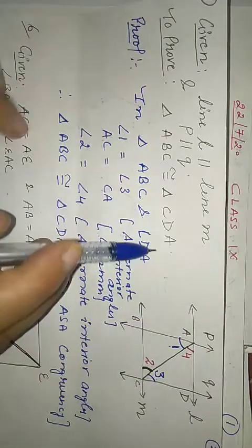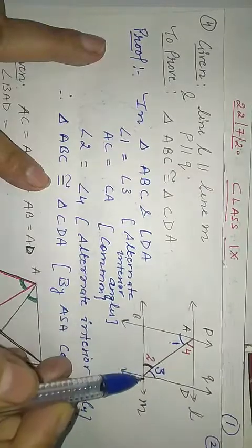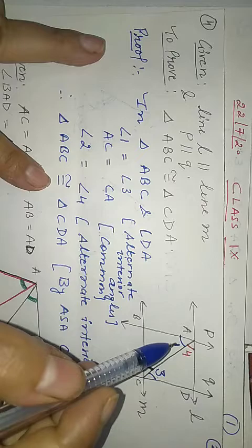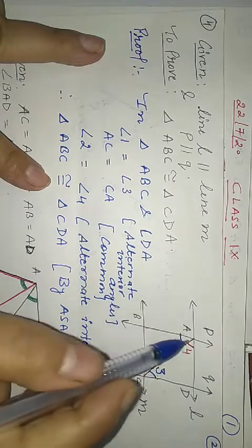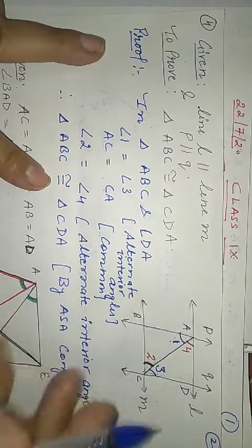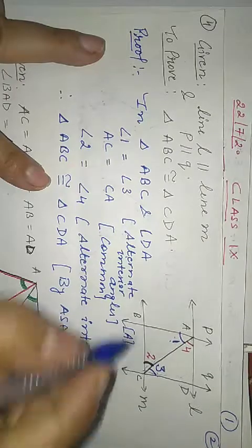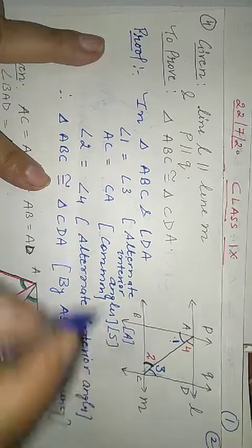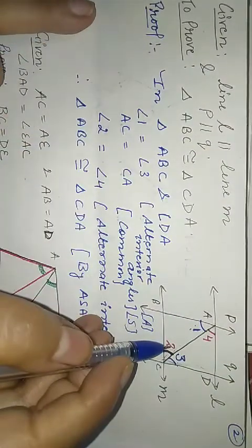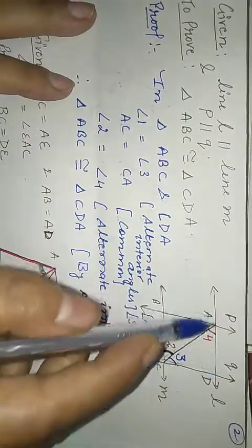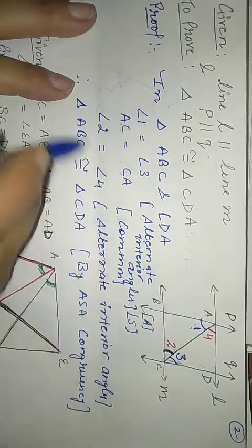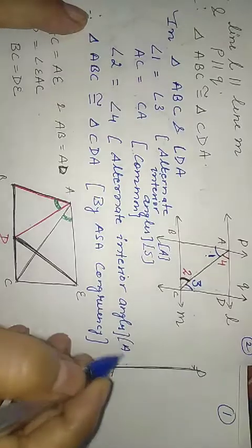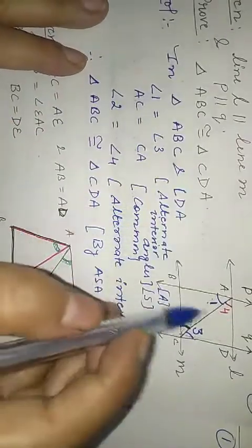So in triangle ABC and in triangle CDA, I have marked here angle 1 is equal to angle 3 because this is a Z figure, so alternate interior angles. So this is an angle. And side AC is equal to CA. This is a side and this is common. And angle 2 is equal to angle 4. Again there is a Z figure. These are the alternate interior angles. So these two triangles are congruent.